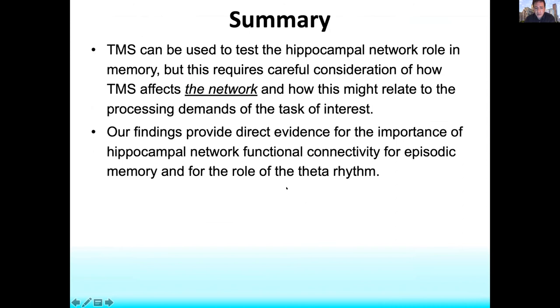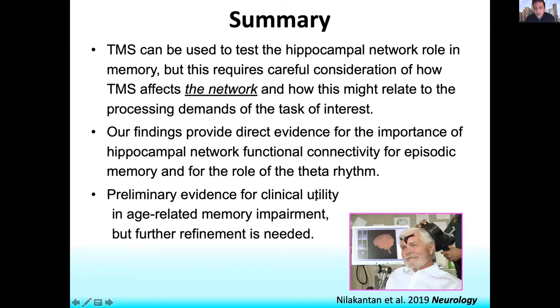And we have a little bit of evidence that's very preliminary that there could be some potential clinical utility to all of this in age-related memory impairment. So in a study I didn't talk about, we brought in a group of older adults and found a lasting improvement in their recollection ability, bringing them to the level of young adults performing the same exact task based off of the parietal targeting multi-day TMS protocol. But a lot of further refinement is needed to turn that into anything that could actually be useful.